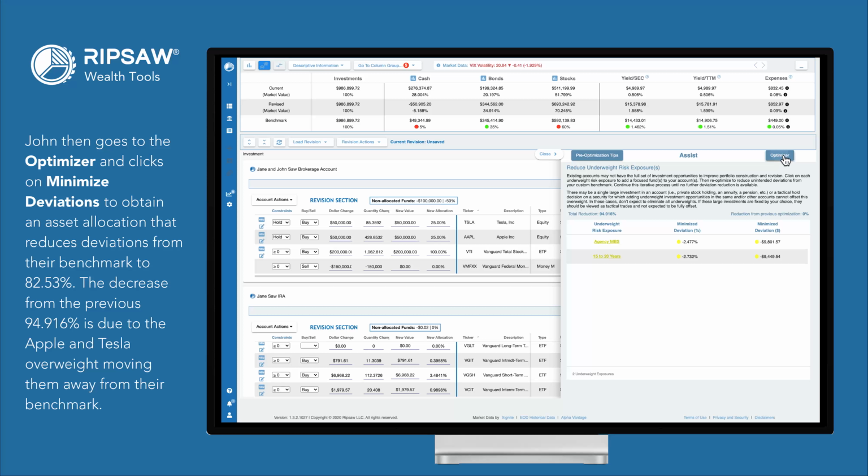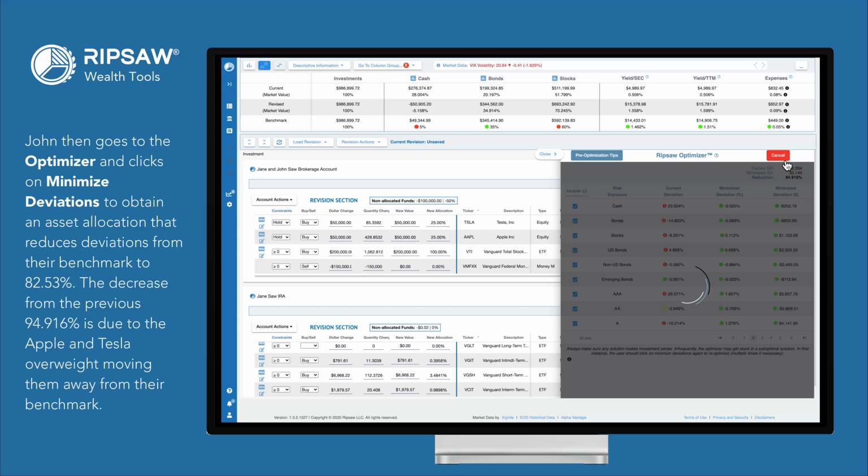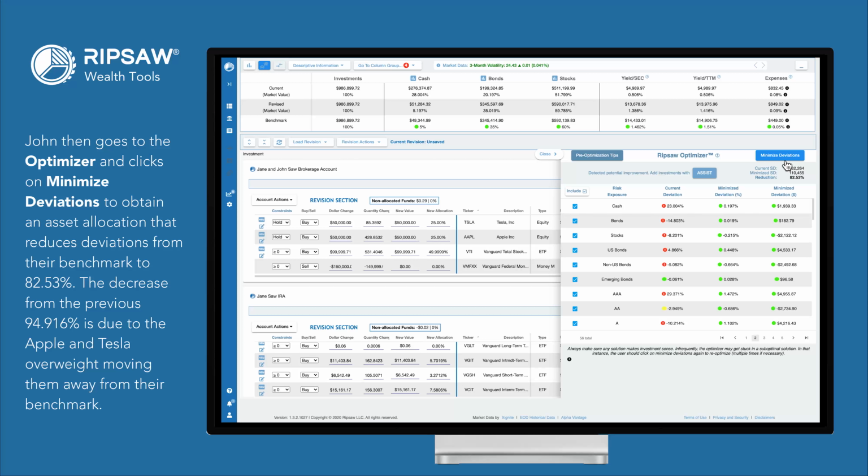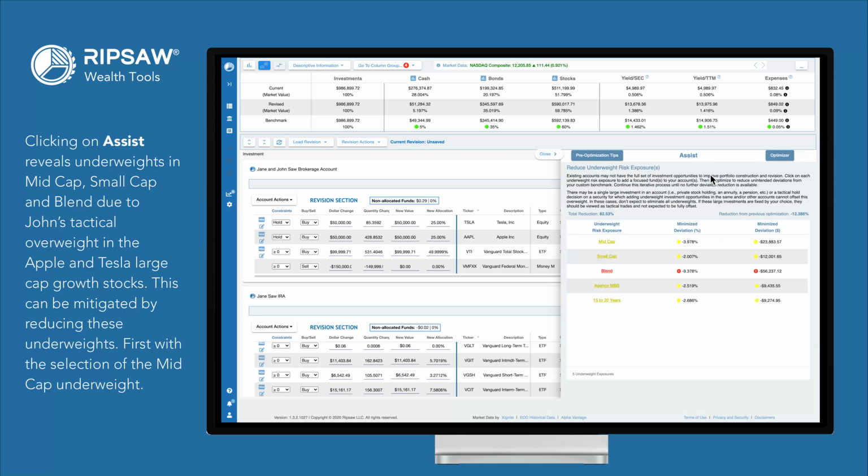John then goes to the Optimizer and clicks on Minimize Deviations to obtain an asset allocation that reduces deviations from their benchmark to 82.53%. The decrease from the previous 94.916% is due to the Apple and Tesla overweight moving them away from their benchmark. Clicking on Assist reveals underweights in mid-cap, small-cap, and blend due to John's tactical overweight in the Apple and Tesla large-cap growth stocks. This can be mitigated by reducing these underweights.